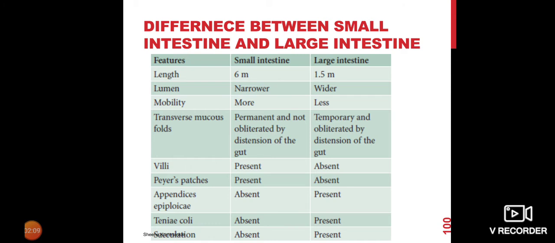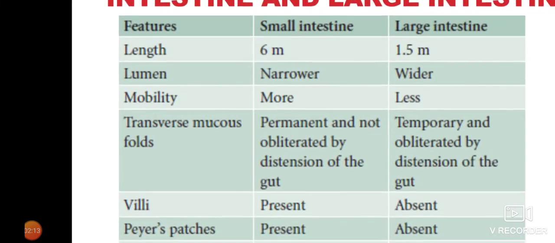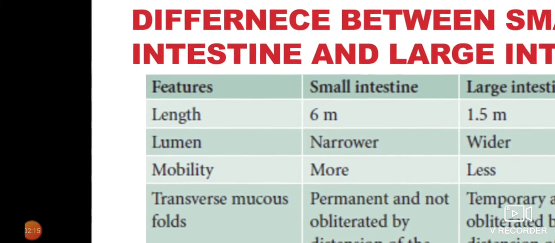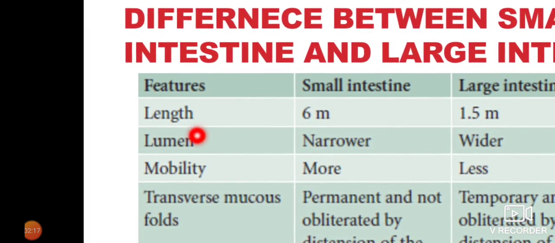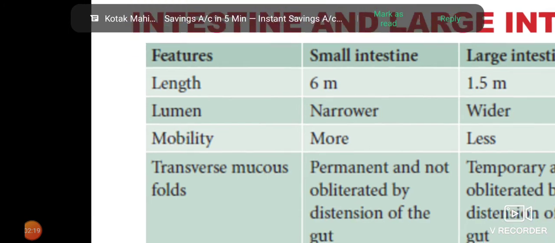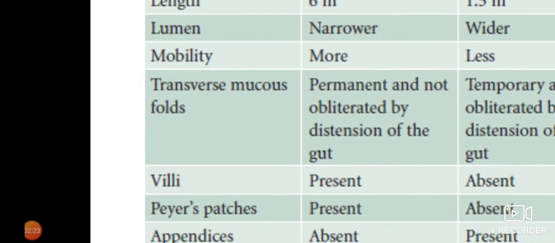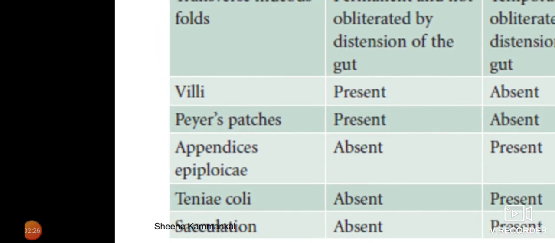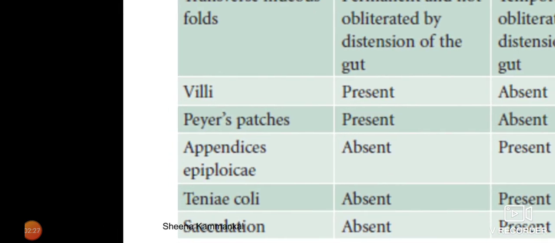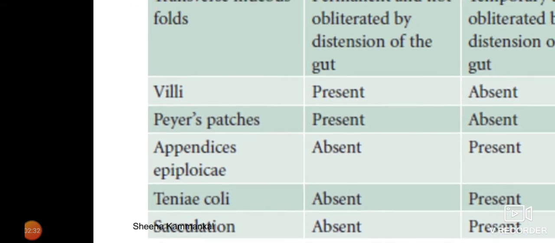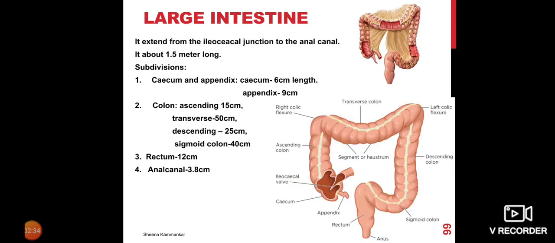We'll see the difference between the small intestine and the large intestine. The criteria which make the difference are the length, lumen, mobility, then transverse mucous folds, villi, Peyer's patches, appendices epiploicae, taenia coli, and sacculation. We'll see the different features which are peculiar to the large intestine.